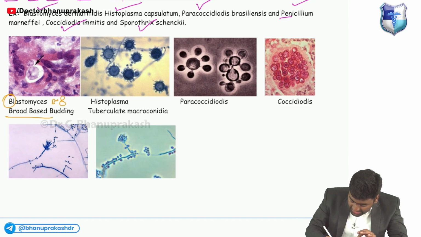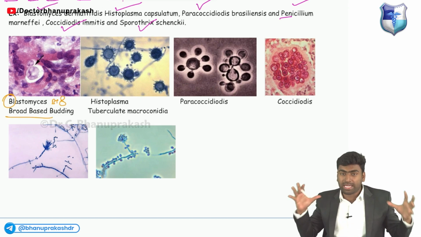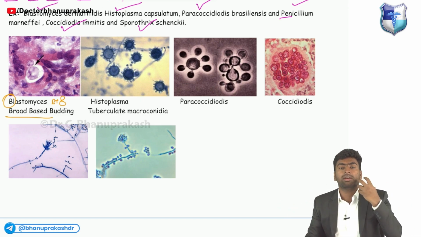And B, you can make it as like 8. So, it looks like an 8 with a big base. Take it with a big base, it is what it is, the blastomycosis.